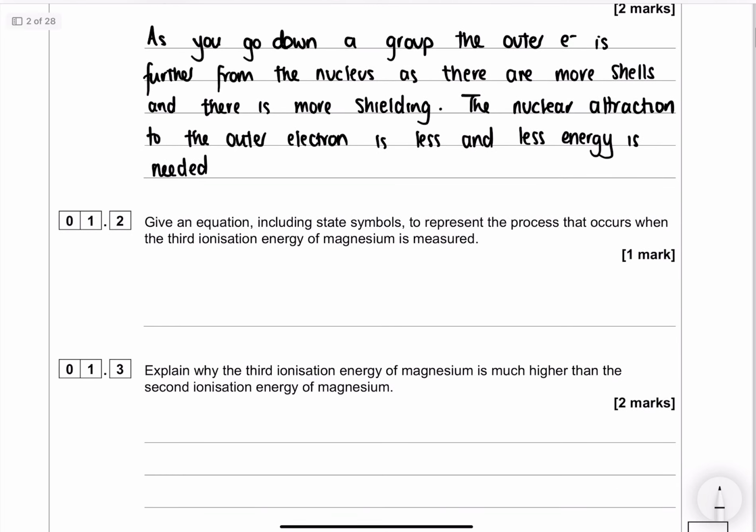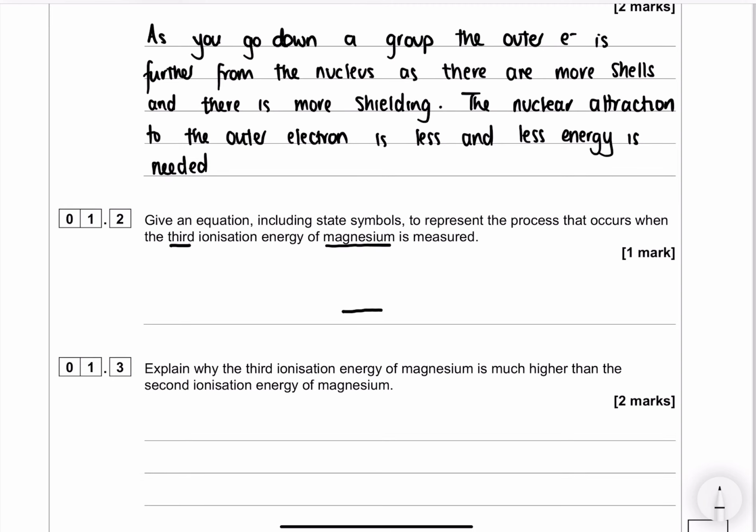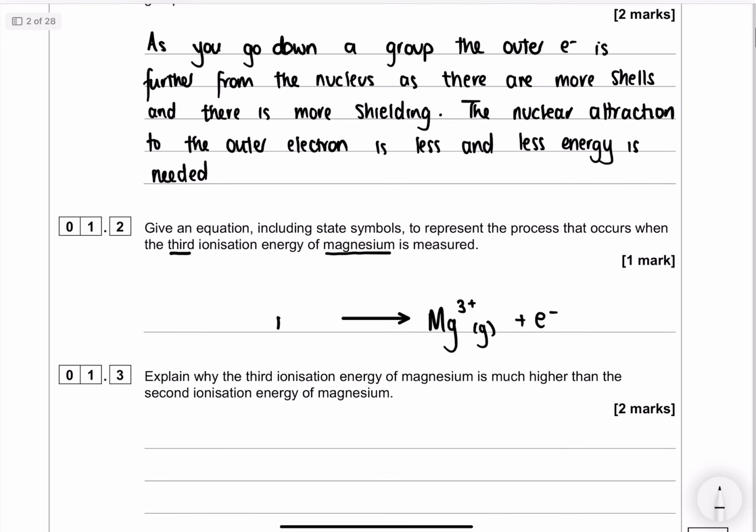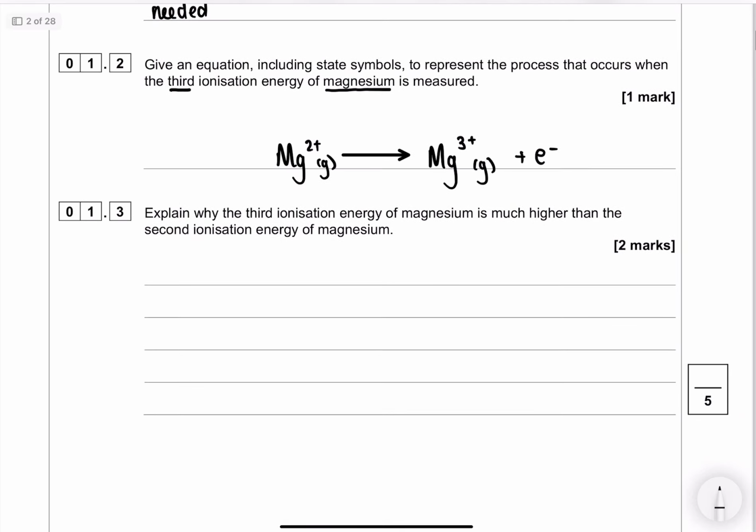Give an equation including state symbols to represent the process that occurs when the third ionisation energy of magnesium is measured. So this is removing the third electron from magnesium, so it would become Mg3+. And remember, we do need state symbols. So if I was trying to remove the third electron, I must have started from the 2+ ion in order to remove the third electron.